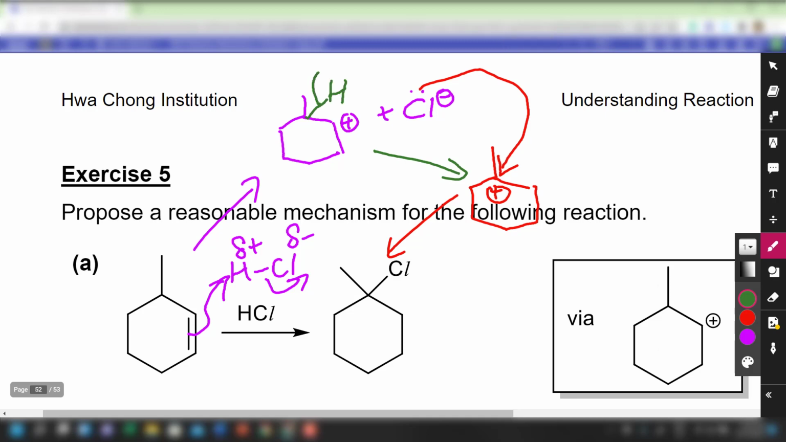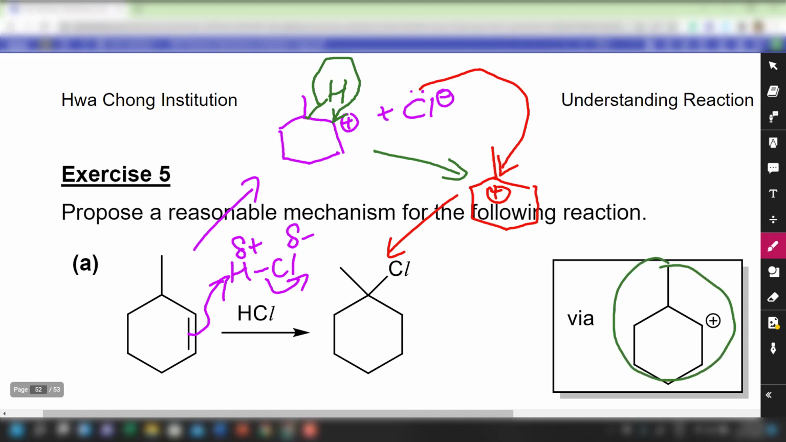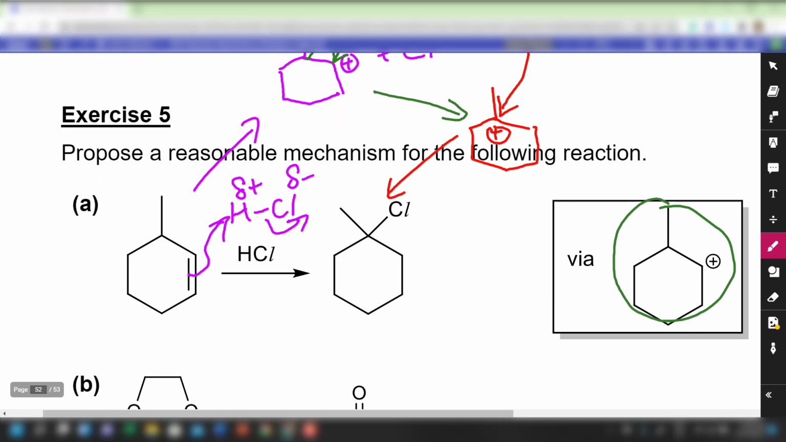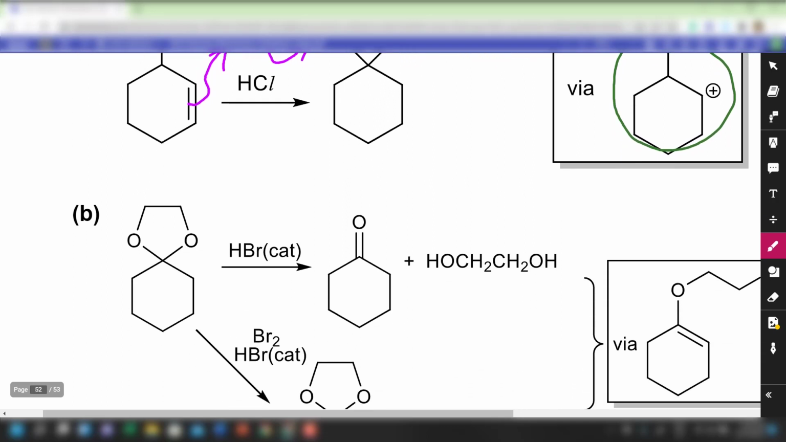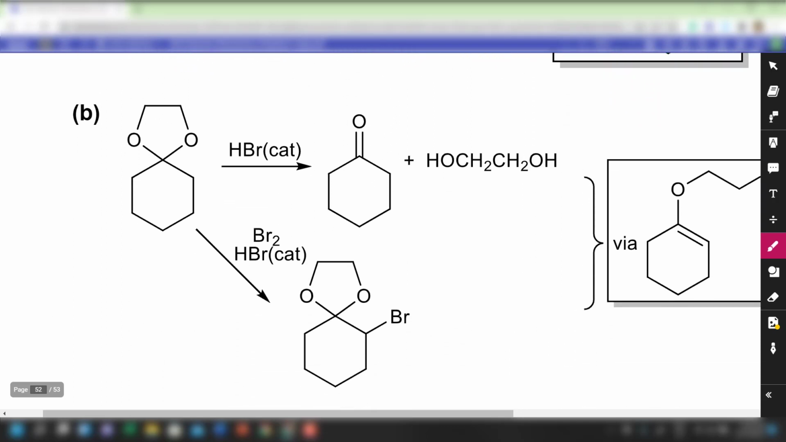So this particular H will then shift towards this secondary carbocation, and in the process it produces the tertiary carbocation. Since we were given the clue that it goes through this secondary carbocation, then a hydride shift is likely to have taken place in one of the steps. Okay, so that will be the end of A. Next, we're going to move on to B.